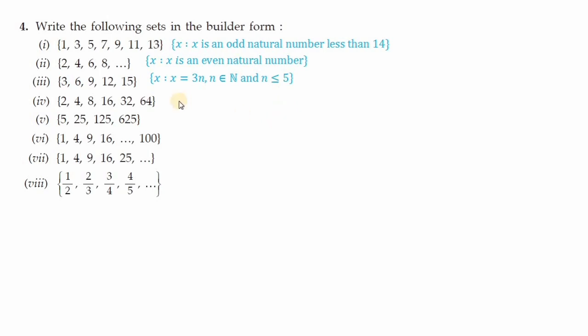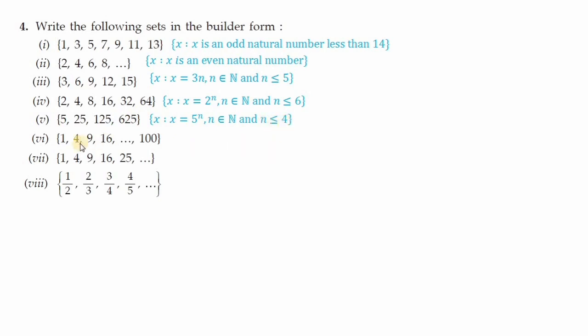Okay, fine. Next, if you see here, we have 2, this is 2 square, this is 2 cube, this is 2 to the power 4, 2 to the power 5, this is 2 to the power 6. So this can be written as x equals 2 to the power n, where the power has to be less than or equal to 6. All right, next, this is 5, this is 5 square, this is 5 cube, this is 5 to the power 4, right? So the power is till 4, so n is less than or equal to 4.